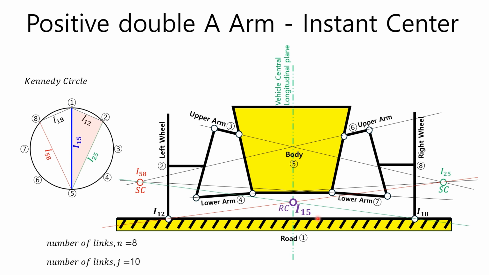Kennedy's theorem. As shown in the figure, the instant center I15 is the instant center shared by the road link 1, the right wheel link 8, and the body link 5, and also the instant center shared by the road link 1, the left wheel link 2, and the body link 5. In a suspension with symmetrical left and right sides, the instant center of the body 5 with respect to the road 1 is located on the central vertical line.